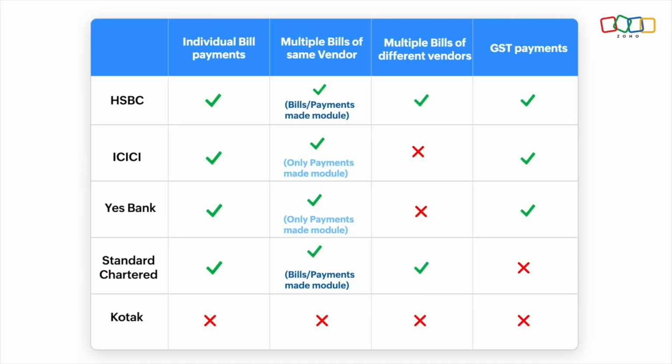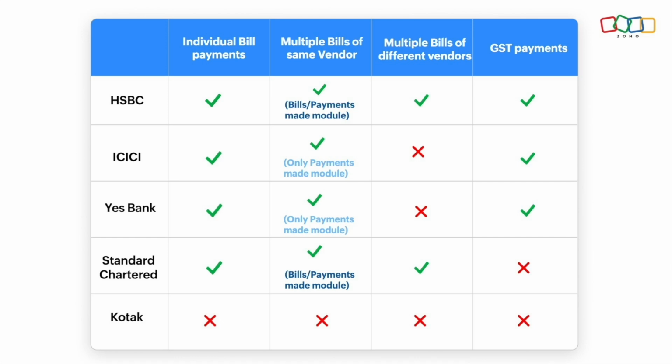So next, you can see a simplification of all the details that we have discussed so far. That is, the modes of payment that are supported under each bank and in which module the same can be initiated from. For example, as we have discussed earlier, multiple bills of different vendors can be initiated at the same time only for the HSBC Bank and the Standard Chartered Bank. For the other banks, you cannot initiate a multiple bill payment of different vendors at the same time.